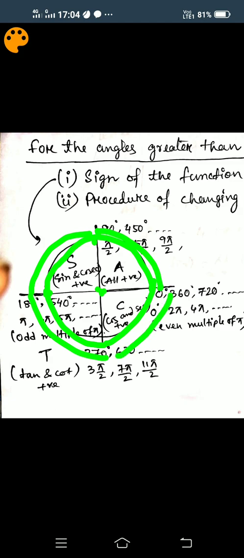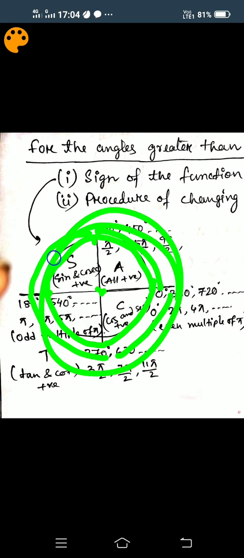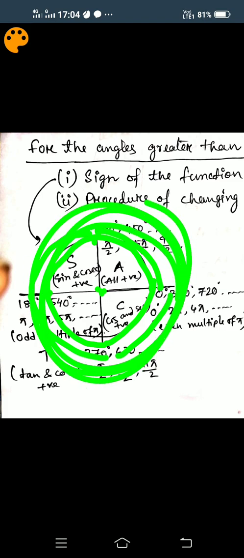So similarly you can keep moving, no problem. So the angles will be more and more.